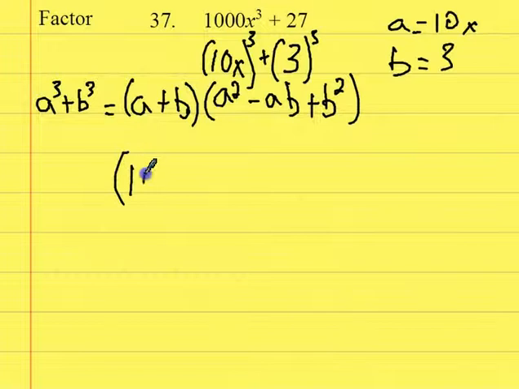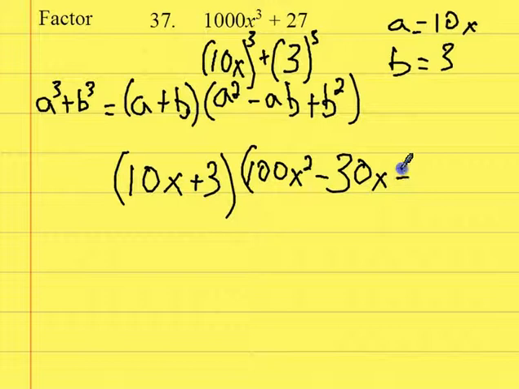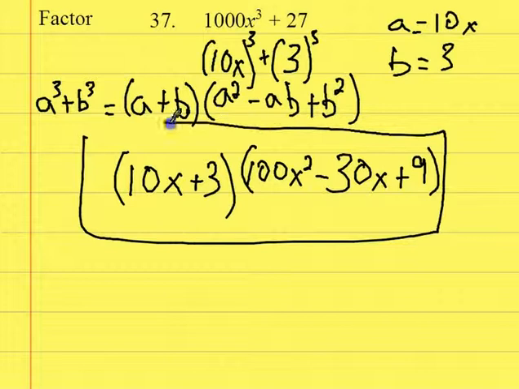So this becomes 10x plus 3, and then 10x squared becomes 100x squared, minus a times b, so we multiply the 10x and the 3 to get 30x, plus b squared, which is just 9. And in this case, all we wanted to do is factor, so we have factored our cubic. It factors into this binomial and this trinomial, and notice that this trinomial cannot be factored any further. And if we were to find solutions, that would actually give us two imaginary solutions. But right now we're just factoring, so that's all we want to do.